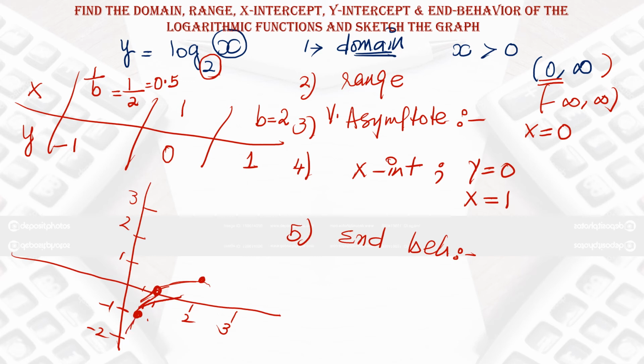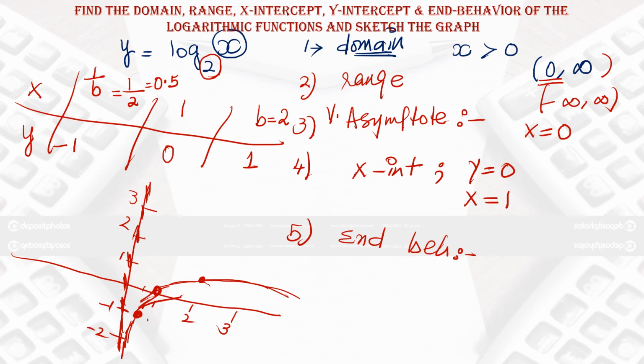You will extend the graph, come near to the y-axis, but never touch it. Why? Because you have to show the vertical asymptote by making a dotted line on the y-axis. And don't stop here, because it will keep increasing and increasing.